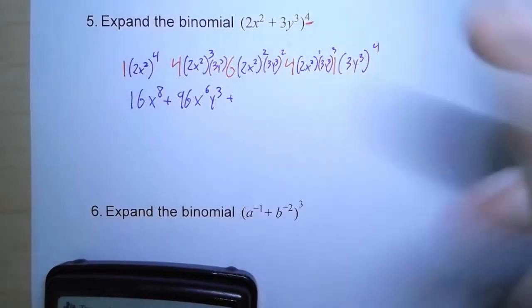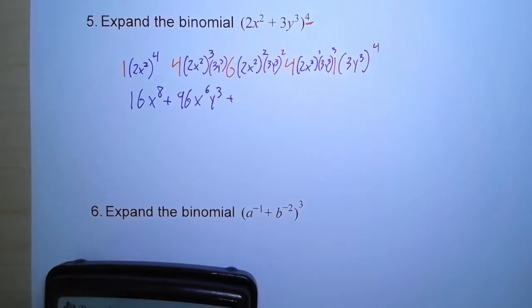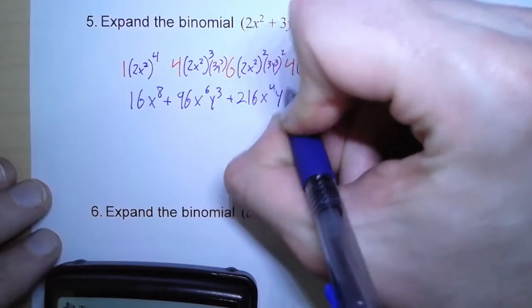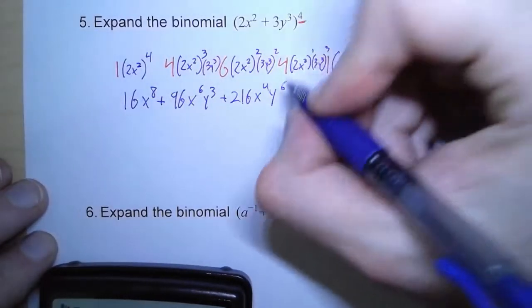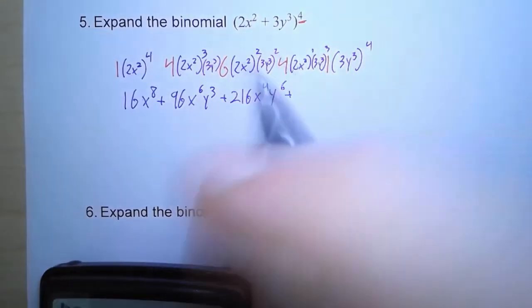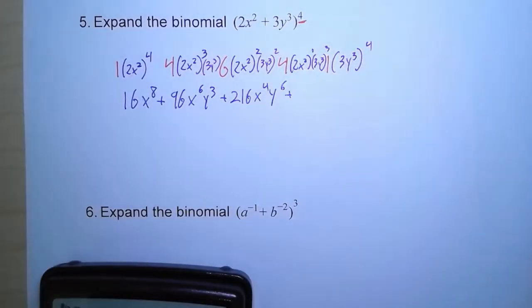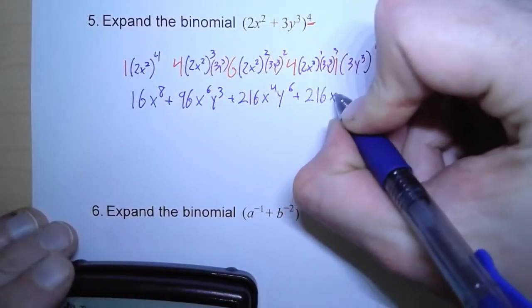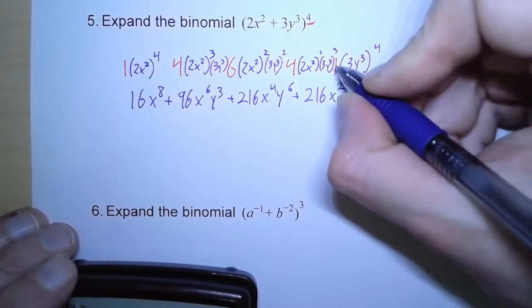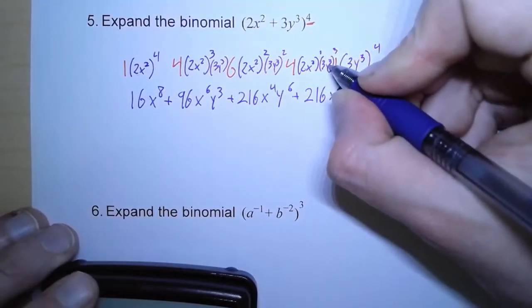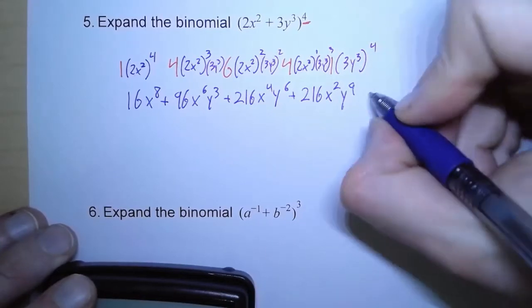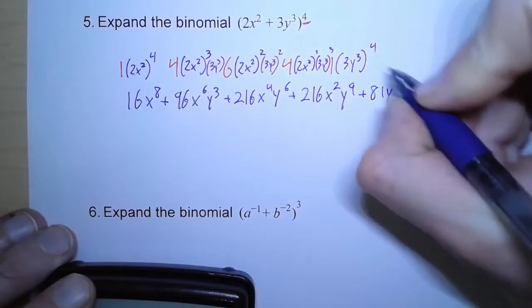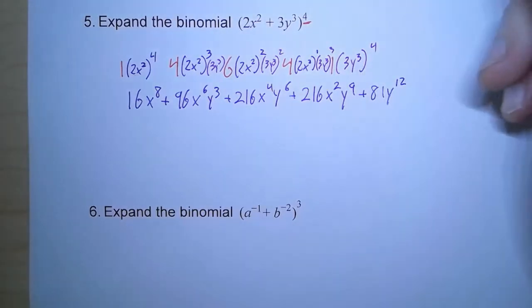Next we have 6, and we're multiplying that times 2 squared times 3 squared. So that's 216, x to the fourth, y to the sixth. Next we have 4 times 2, which is 8, times 3 cubed, which is 27. So that's 216. X squared is to the first, so that's just x squared. And then 3 cubed, y cubed is y to the ninth. And then finally 3 to the fourth is 81, y to the 12th, because it's y cubed, all raised to the fourth.